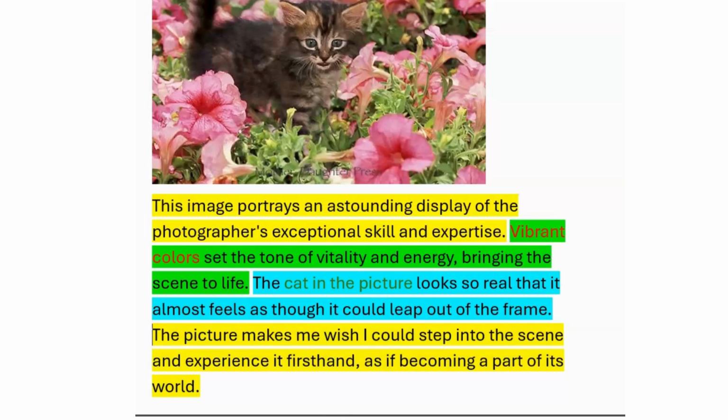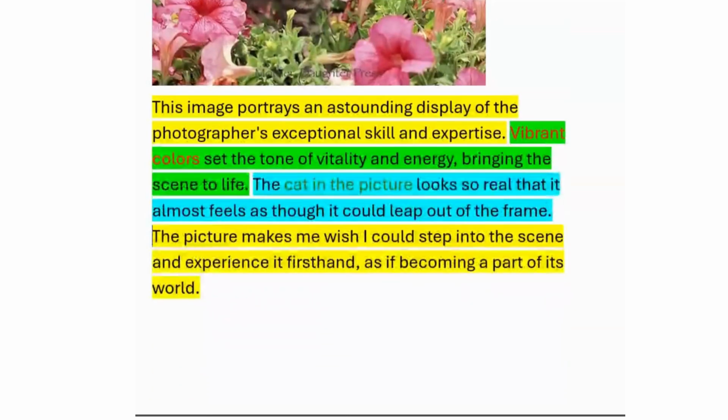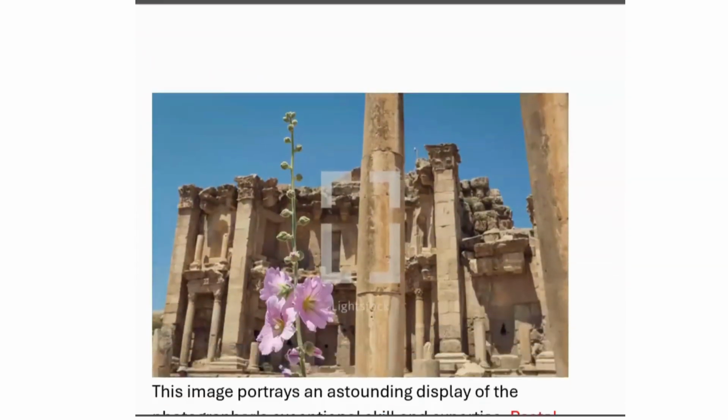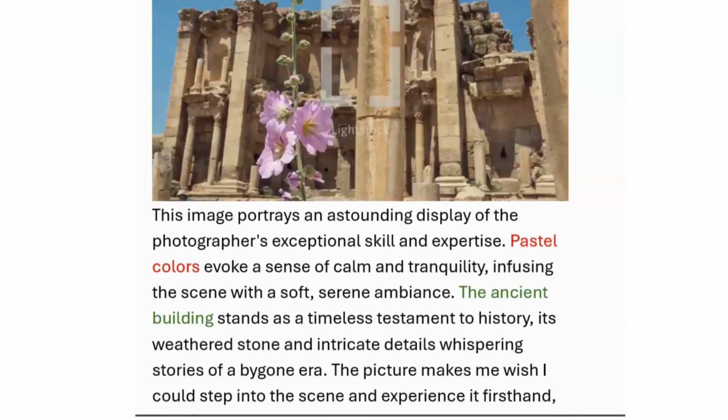I have a few more examples with the pictures. So let's look at the other examples. Let's say the colors are not vibrant. So what you can do, look at this picture. This is a different picture. There are very light colors in this picture. And instead of an animal, there is an old building there. So how are we going to describe this?